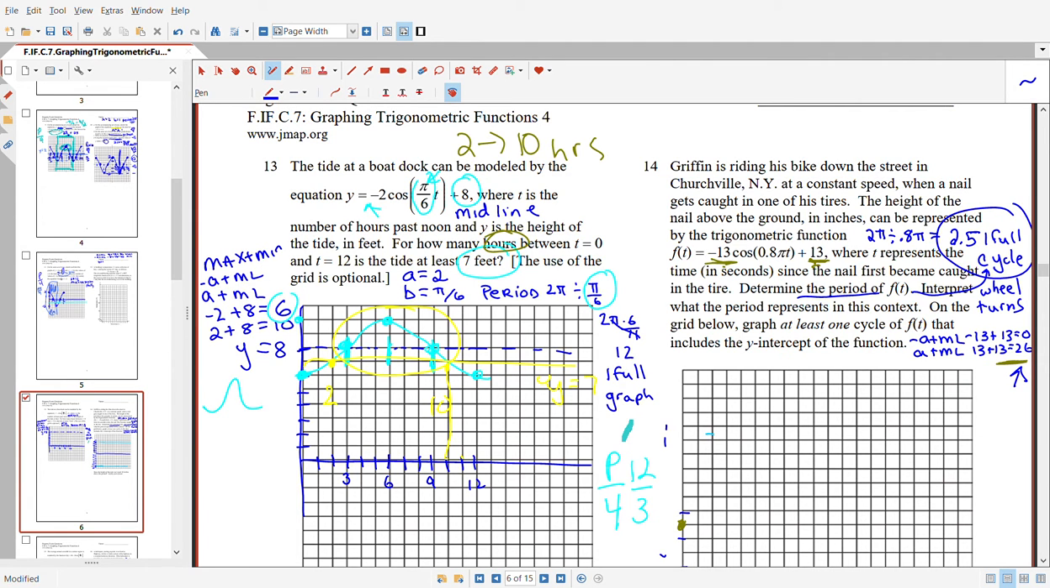I guess, what is this talking about? Riding a bike, and the height, a constant speed, the nail. A nail gets caught in one of the tires. So I guess it's one full cycle that the nail will travel. That's what the period means. And then it wants you to draw one full cycle.